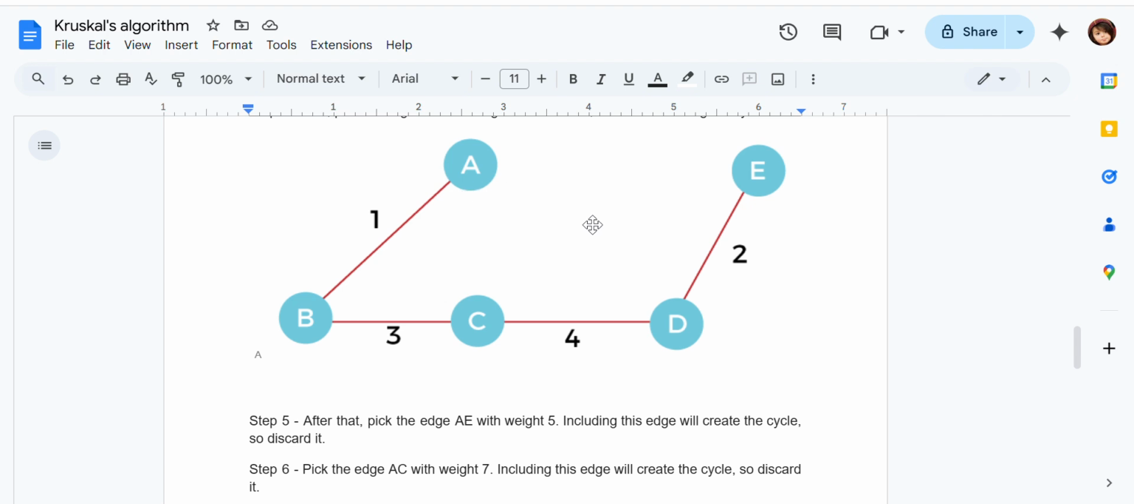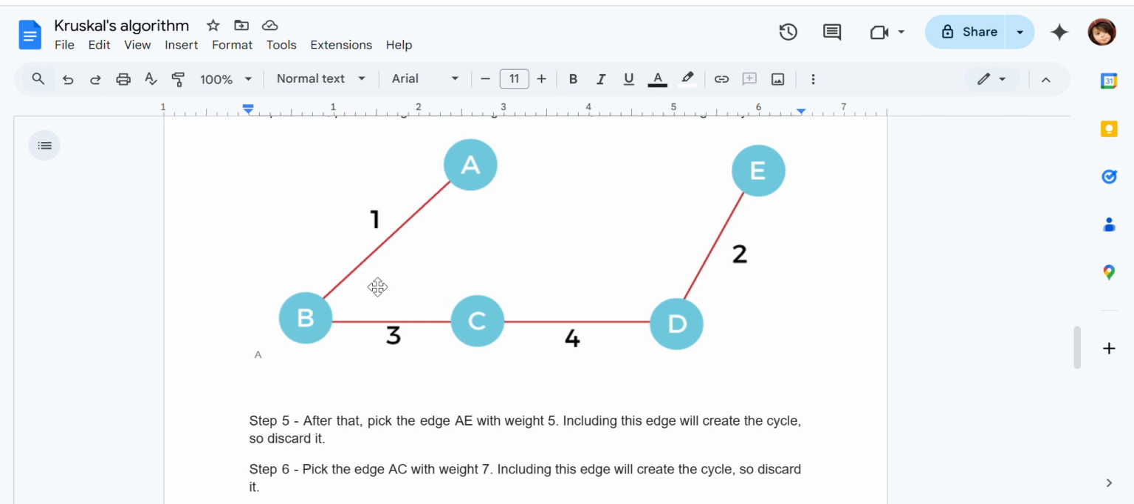So you have to ignore that. So you can see this, all the vertices have been connected. All the vertices have been visited. A is visited, B is visited, C, D, E, all are visited, and there is no cycle.